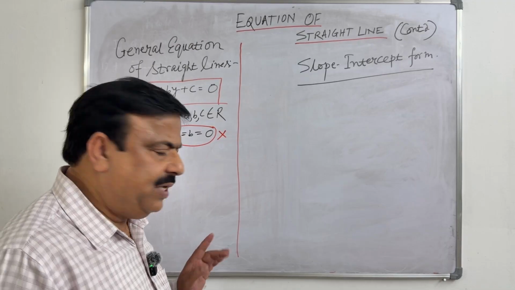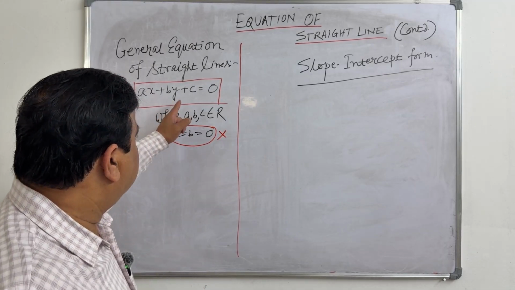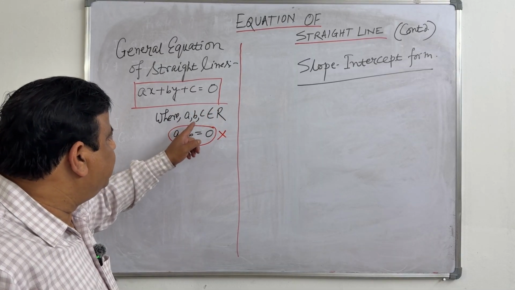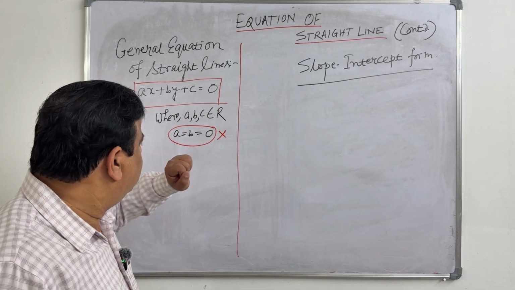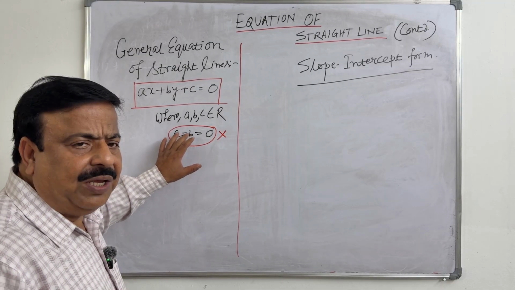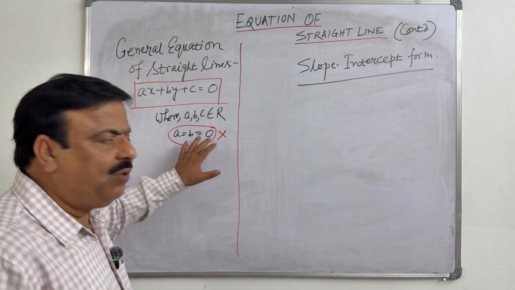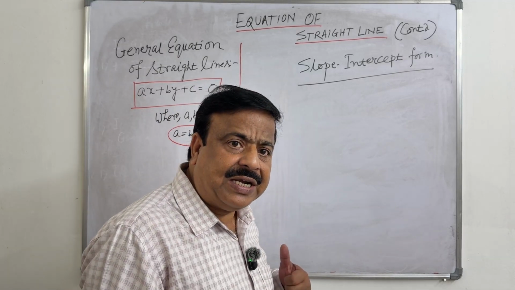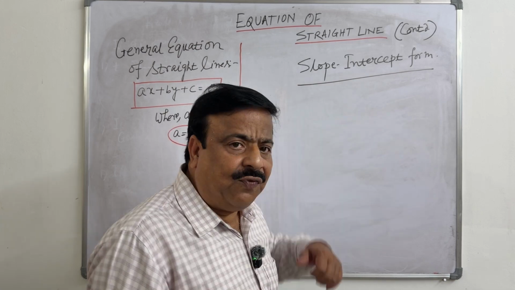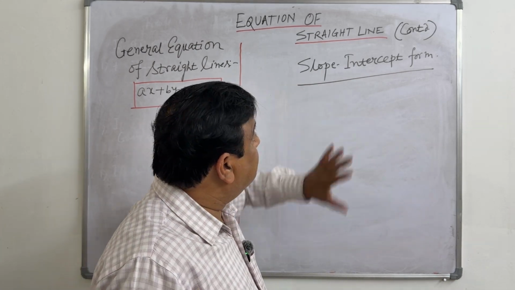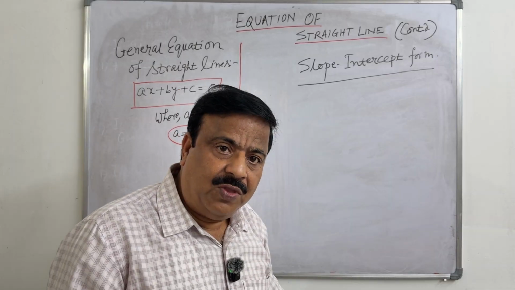ax + by + c = 0, where a, b, c are real numbers, but there is a restriction: a and b both cannot be 0 at the same time. What is the equation of a straight line in slope-intercept form? So first I have to know what slope-intercept form is.